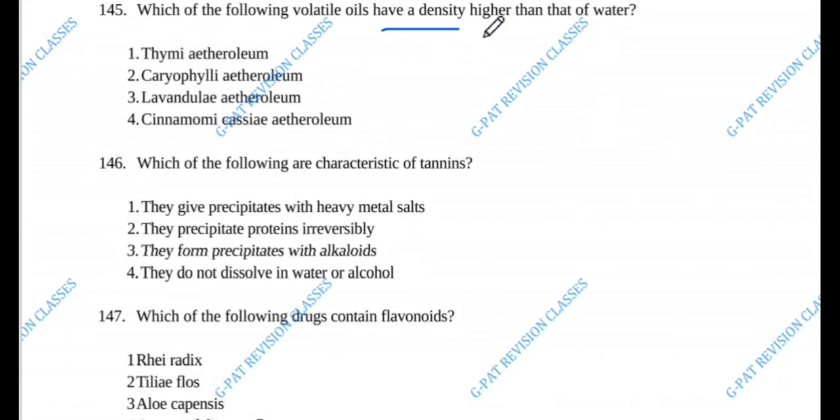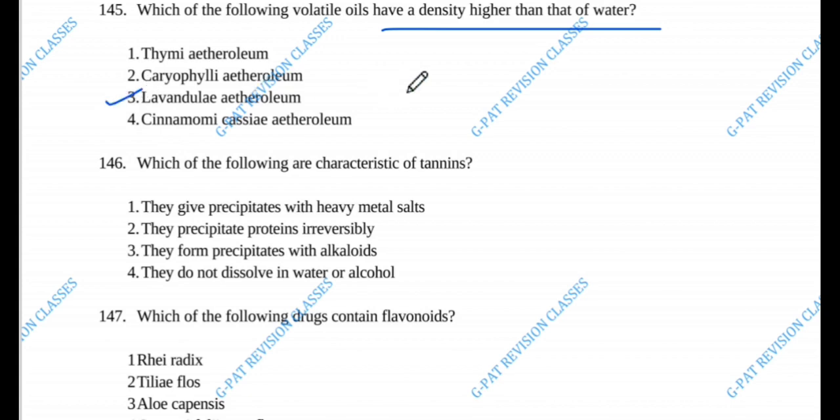Next is question number 145. Which of the following volatile oils has a density higher than that of water? The answer is 3, Lavandulae aetheroleum. The answer is 3.